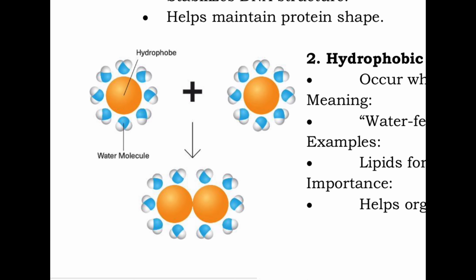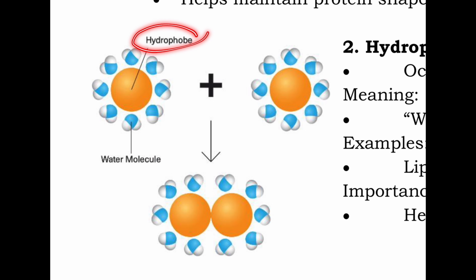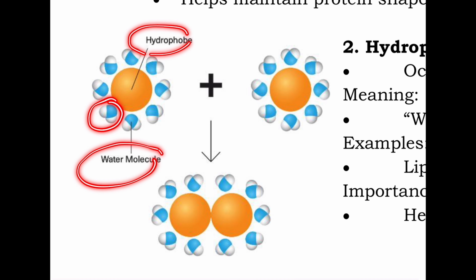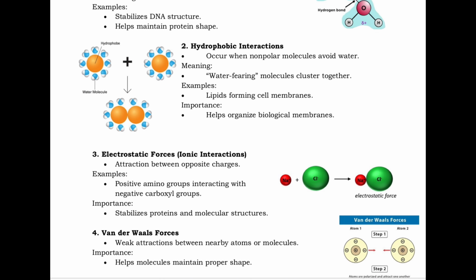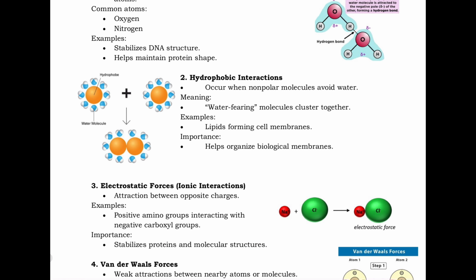So we have here the water molecule and the hydrophobe. The hydrophobe, as you can see, does not stick to the water molecules. It cannot touch the water molecules. Okay, next, your electrostatic forces or ionic interactions, which are attractions between opposite charges. Examples, the positive amino groups interacting with negative carboxyl groups. Importance, it stabilizes proteins and molecular structures, like hydrogen bonds.